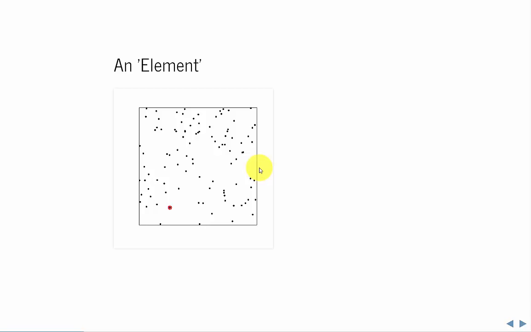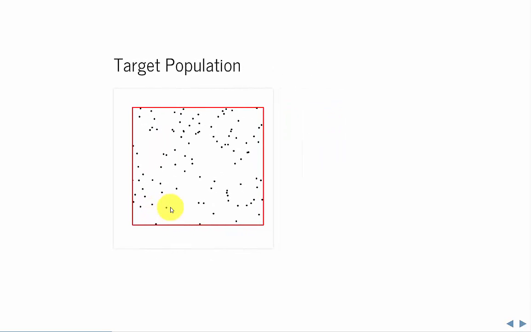Here are a few terms that we will use throughout our discussion. Imagine we have a landscape with 100 individuals spread around on the landscape. An element is an individual in this case. These are the things that we are counting. We also have the target population. This is the population of elements about which we want to make inferences, in particular, about which we want to estimate its total size. The red box describes the target population in this case.